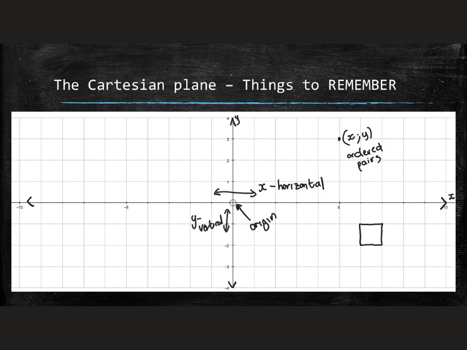Last bit of importance is that all the numbers going over here are positive x values, and all the numbers going over here are the negative x values, and all the numbers going up here are positive y values, and all the numbers going down here are the negative y values.